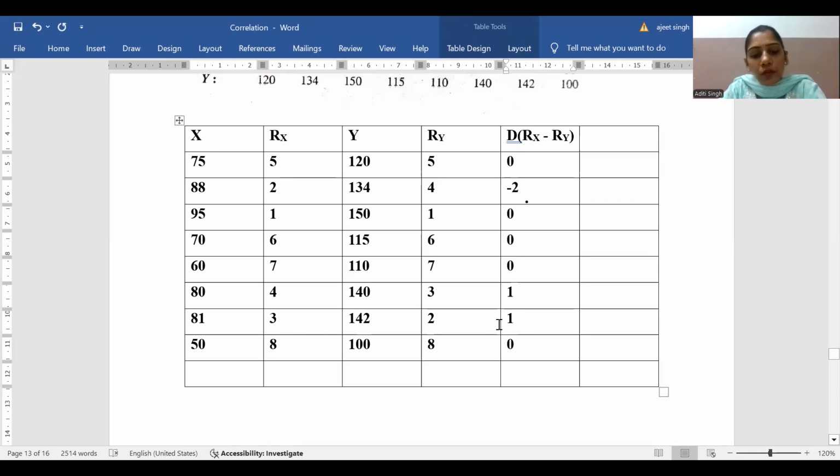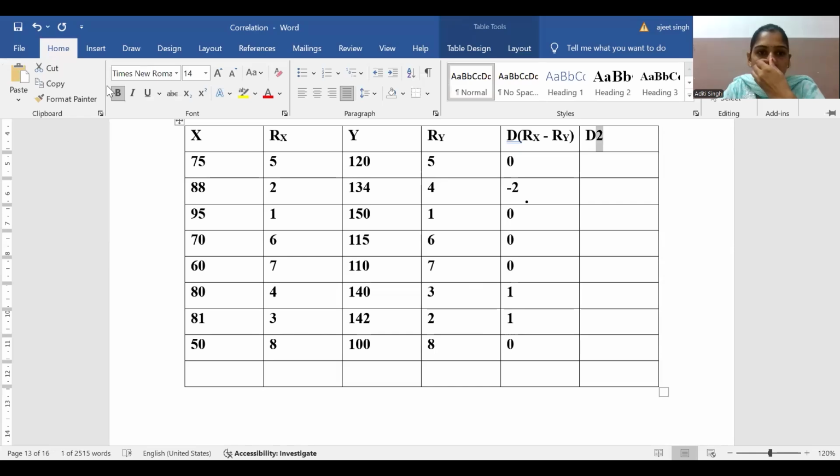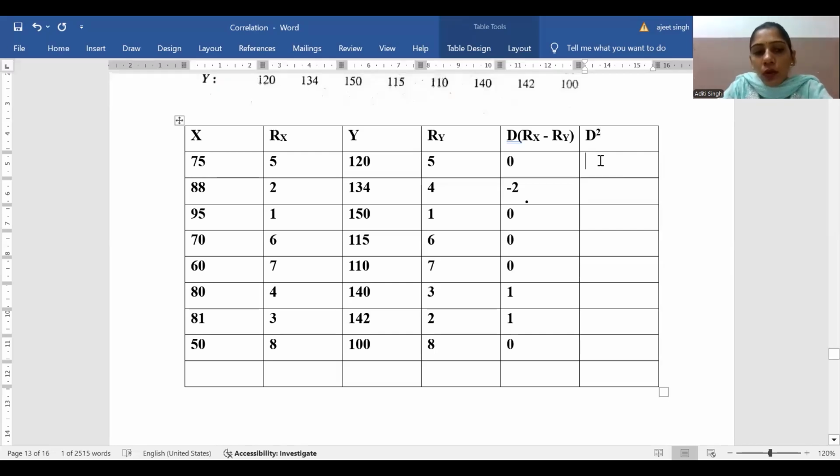Okay. So now what we have to do? We have to do the D square. Okay, so for putting these values in a formula, we have to do the sum of D square. So let's calculate D square. 0 square is 0. Minus 2 square is 4. Then it's again 0, 0 and 0. Square of 1 is 1 and it's 1 and it is 0.